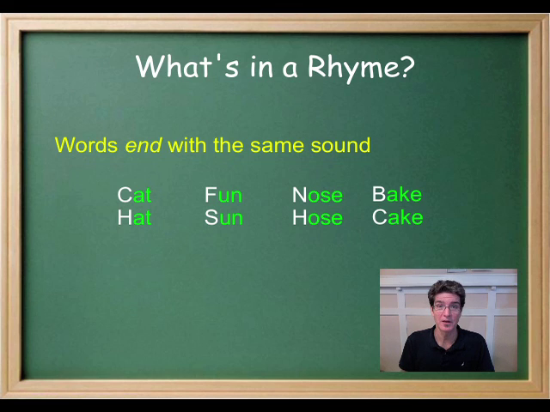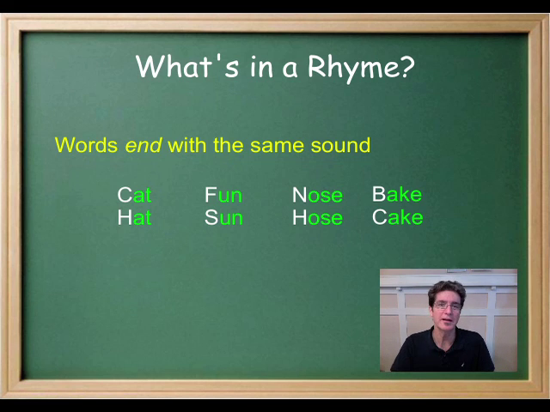Do they start with the same sound? No. One starts with the letter C and one starts with the letter H, so that's a K sound and an H sound. But they do both end with at, cat, hat. That makes a rhyme. If you look at fun and sun, they both end with the sound un, but they start with different sounds. So those are a rhyme. If you look at words like nose and hose or bake and cake, these end with the same sound and that makes them a rhyme.